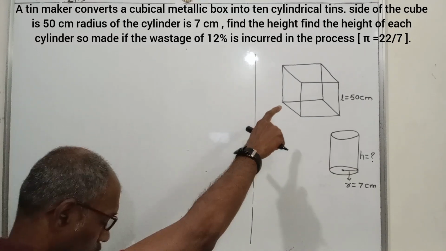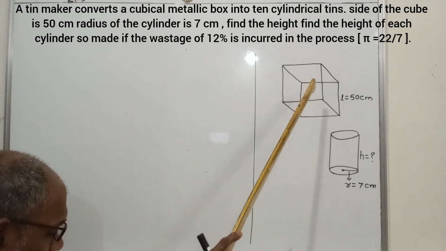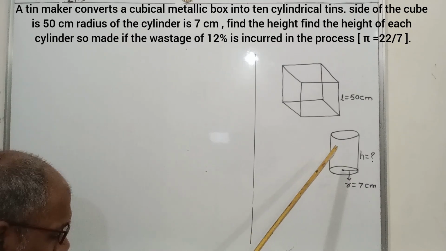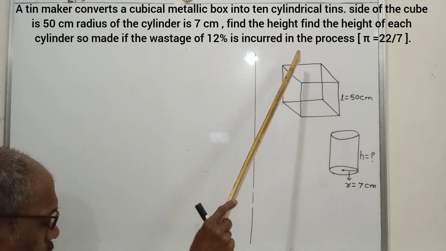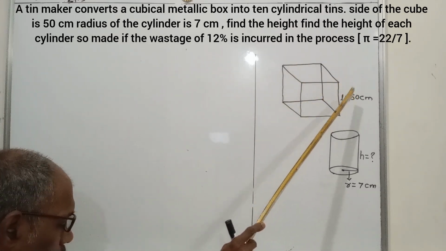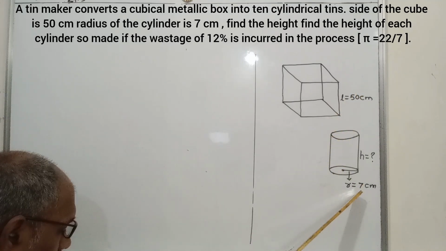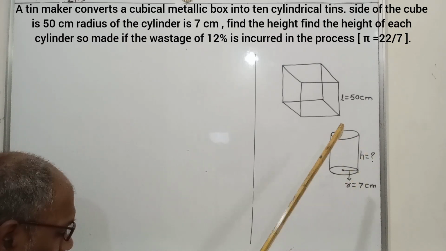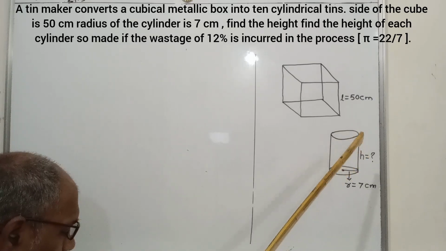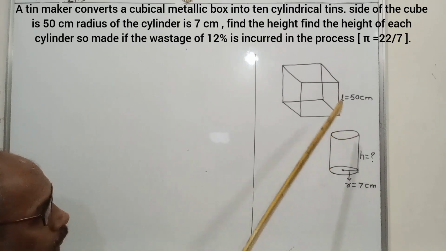A tin maker converts a cubical metallic box into 10 cylindrical tins. Side of the cube is 50 centimeter and the radius of the cylinder is 7 centimeter. Find the height of the cylinder so made if the wastage incurred was 12%.